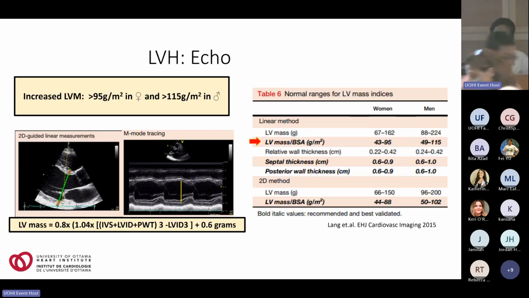Sorry about that. So LVH is defined as increase in volume of cardiac myocytes or increase in LV mass. It's commonly encountered on ECG. However, echocardiography, cardiac MRI, and CT are the main modalities for evaluating LV hypertrophy, with echo being the preferred first-line imaging modality.